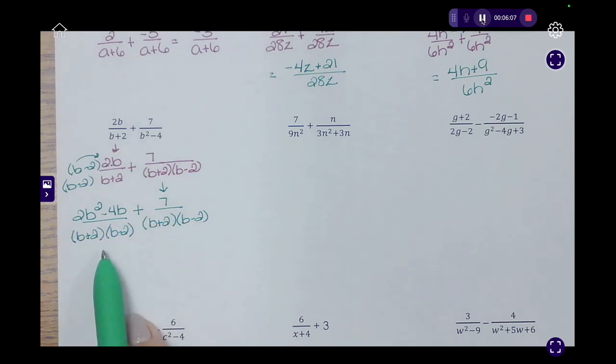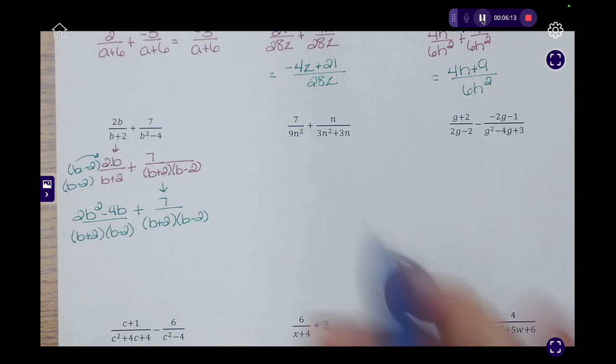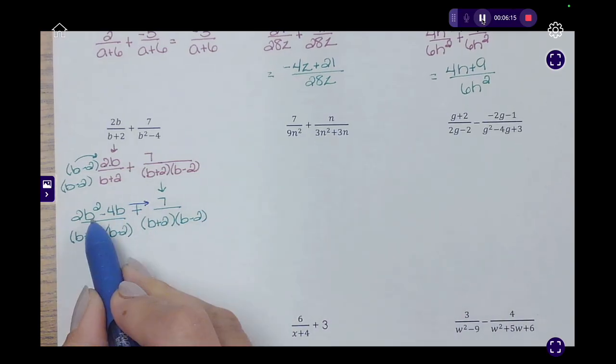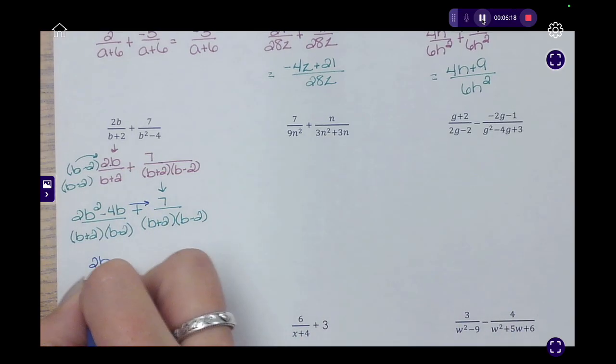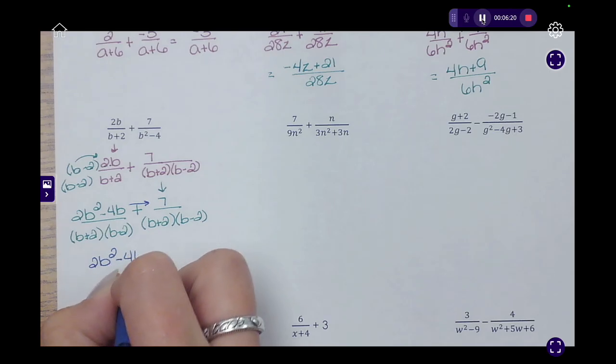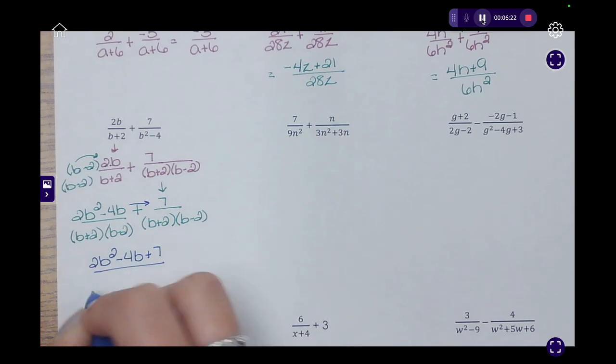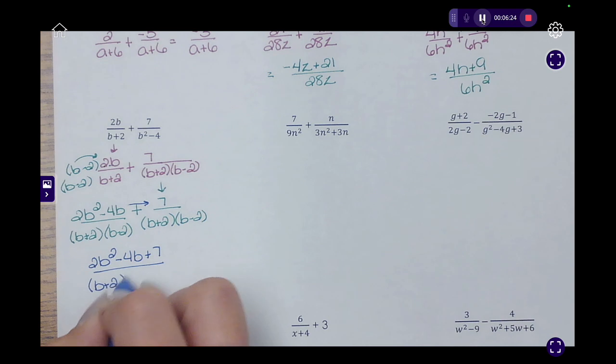So now they both have the same denominator. They both have a b plus 2 and a b minus 2. So now I can go ahead and add across the top. Looking across the top, I have 2b squared minus 4b plus 7. On the bottom, remember, we're just going to leave it like this.